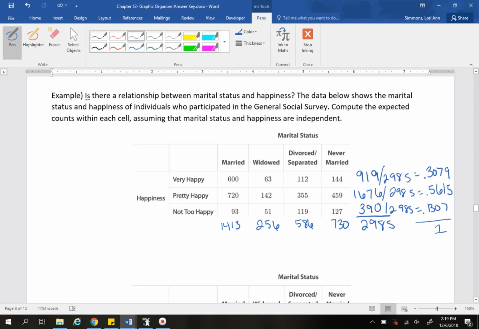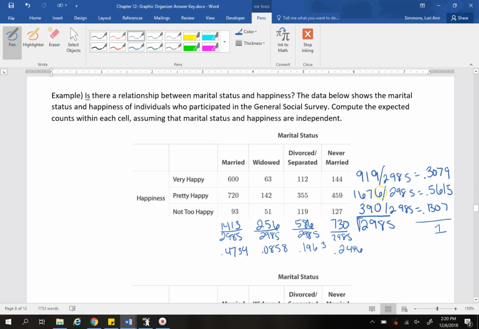Then in step 2 they want you to do the same thing but for the columns now. So which proportion were married, widowed, divorced, separated, and then never married? If you add these together, they're again 2985. So 0.4734 were married, 0.0858 were widowed, 0.1963 were divorced, separated, and then 0.2446 were never married.